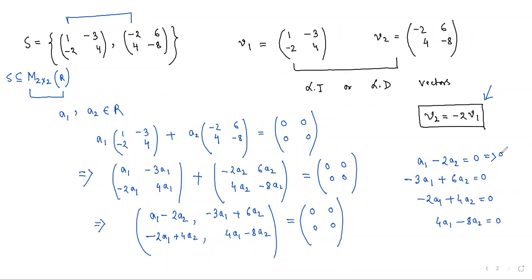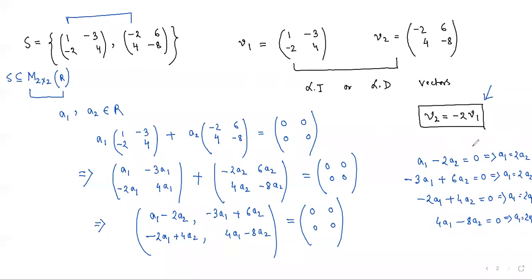And from there, I am getting A1 equal to 2A2. Here I am getting A1 equals 2A2. Here also A1 equal to 2A2, same thing. The last one is also A1 equal to 2A2. So from each of these cases, I'm getting A1 equals 2A2.